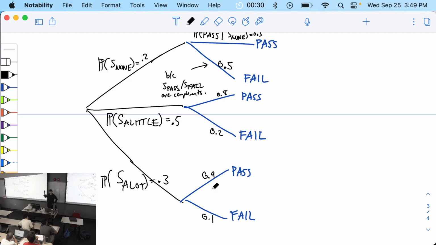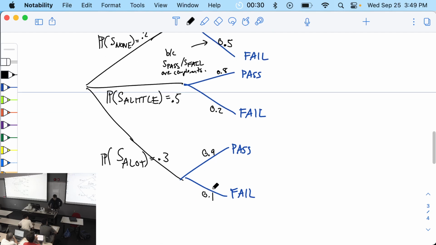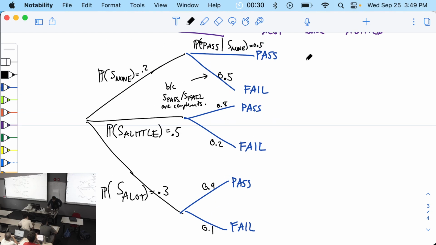Okay. Now the question, can you find the probability? This is the one trick you can fall for: make sure you go over all the branches, right? We're trying to find the probability of passing outright. And there's all sorts of different ways it can happen. It can happen up here. This is passing and none happening. This is passing and a little happening. This is passing and a lot happening. All of those are valid ways. So you've got to sum over all the paths.